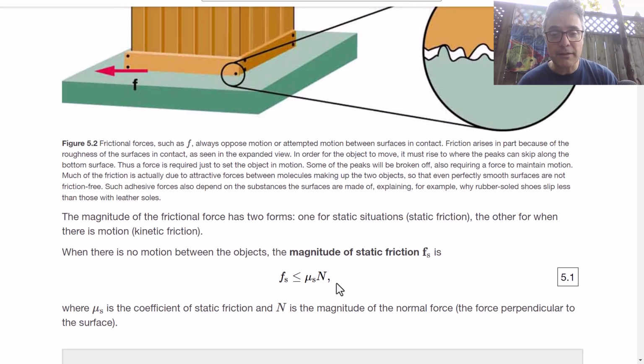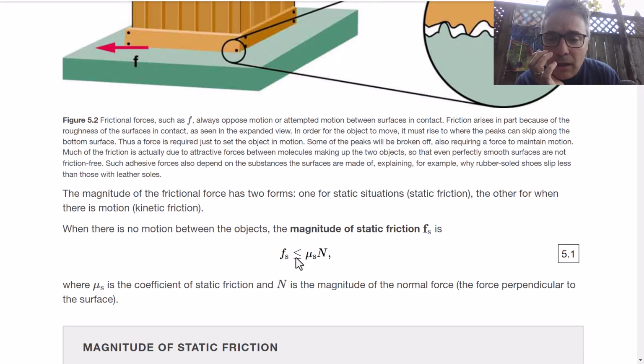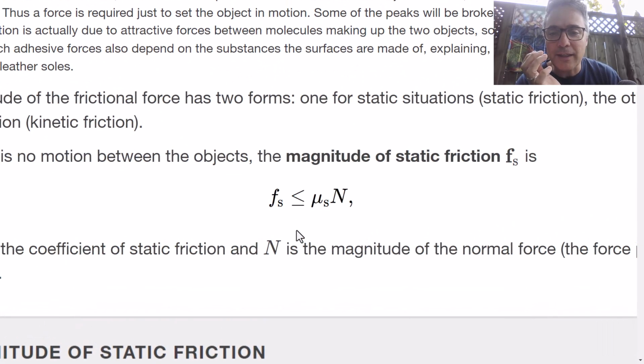This is very different. Static friction occurs when the two surfaces are not sliding. They're kind of locked together, and basically it just keeps them locked together. And it can have any value. This is a very weird thing. It looks like an equation, but it's not an equation. It's called an inequality. It means that it's less than or equal to mu sub s times N.